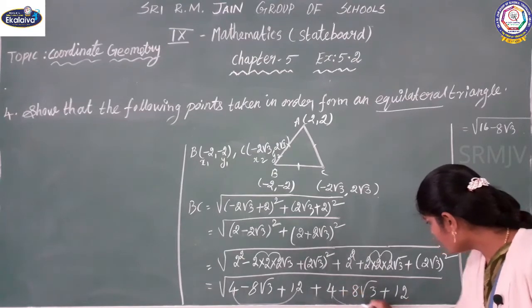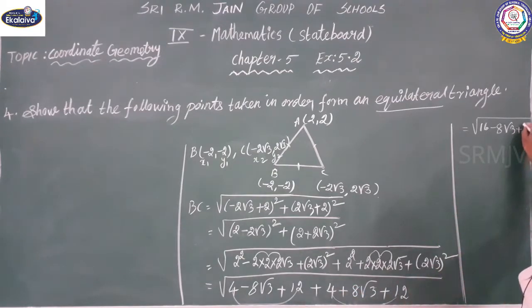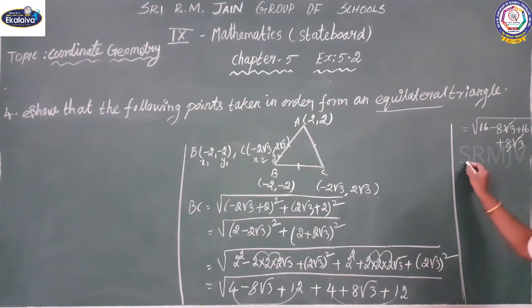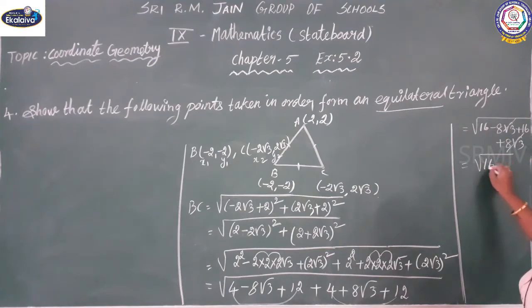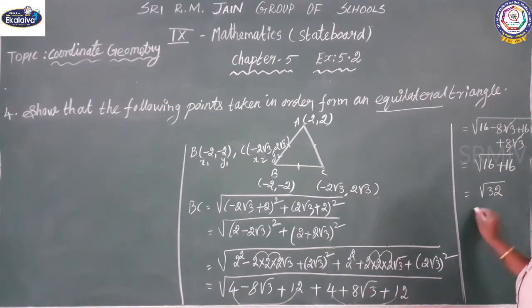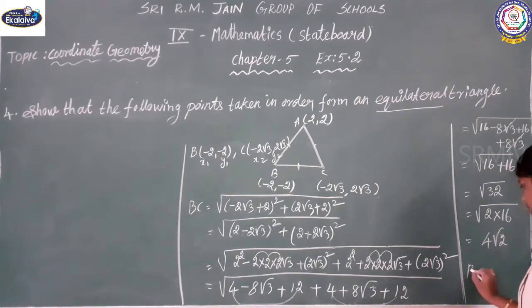See here, 4 plus 12, what will you get? Plus 16 plus 8 root 3. See here, minus 8 root 3 plus 8 root 3, so cancel this. So what is remaining? Root of 16 plus 16. 16 plus 16, what will you get children? Root 32. Now I am going to split this. How am I going to split? 2 into 16. The square root of 16 is 4. So 4 root 2. So BC equals 4 root 2.